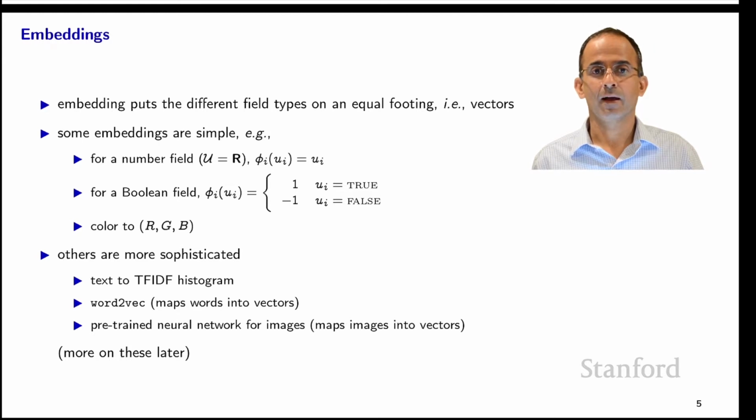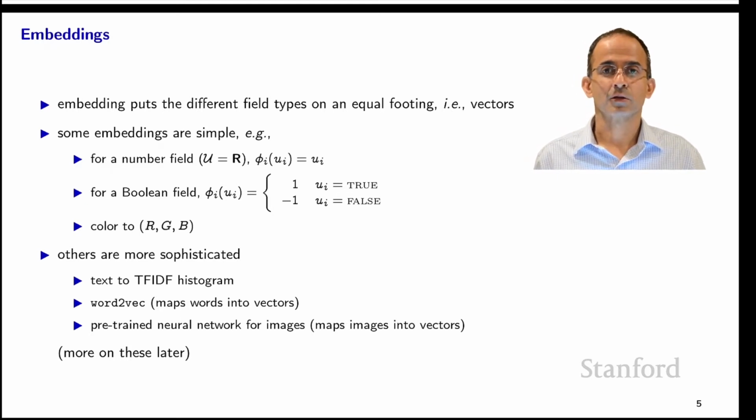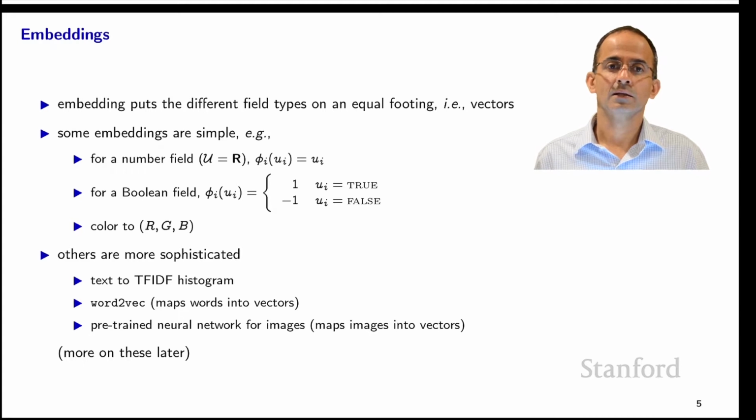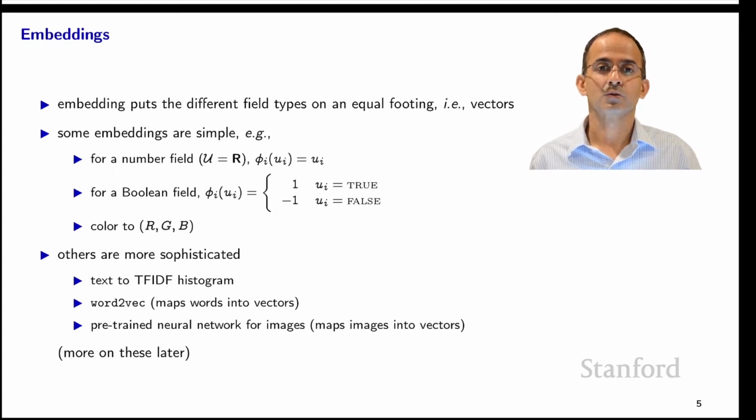Sometimes a field may be Boolean. For example, for a house it might be has a pool, and the answer could be yes or no, in which case we would map that to a real number in a vector space by saying 1 if the answer is yes and -1 if the answer is no. Or we might map it according to 1 if yes and 0 if no.